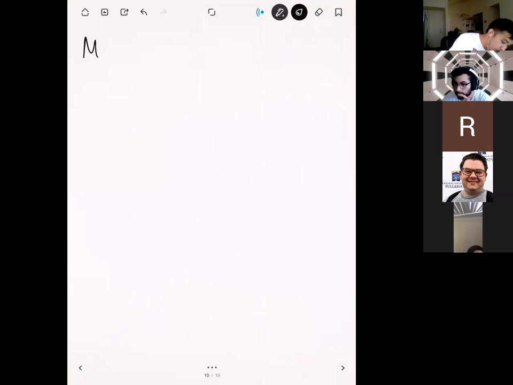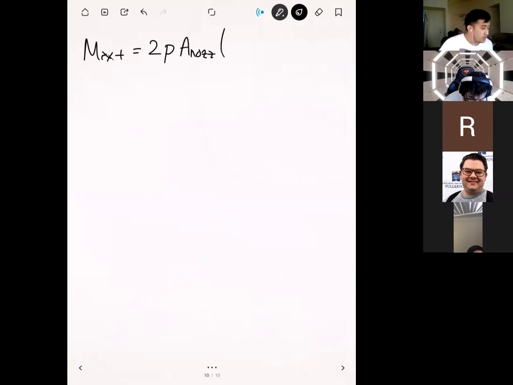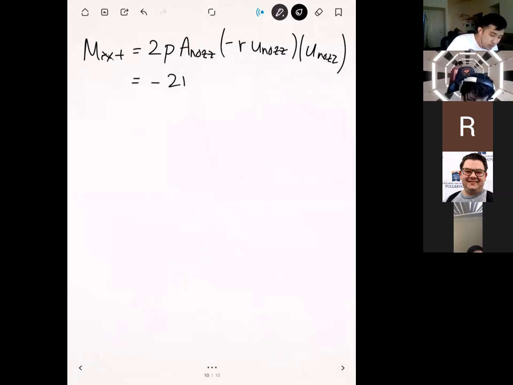So our external moment is going to be equal to 2 times the density times a nozzle. Okay. We're now going to multiply this by the cross product, so it's going to be minus r u nozzle. Okay. And we're going to multiply that by the carrying velocity, which is going to be a positive u nozzle. Okay, remember it was an outlet. And so this is equal to minus 2r rho a nozzle u nozzle squared.